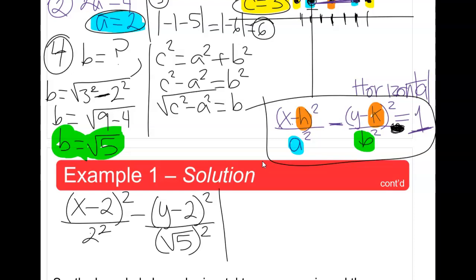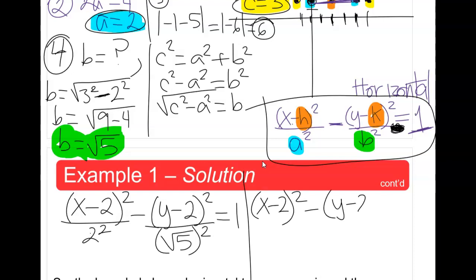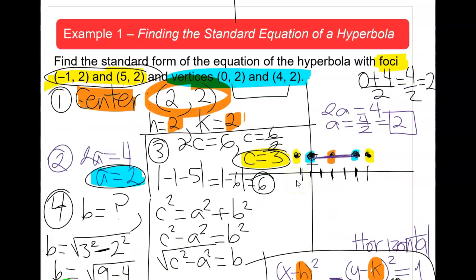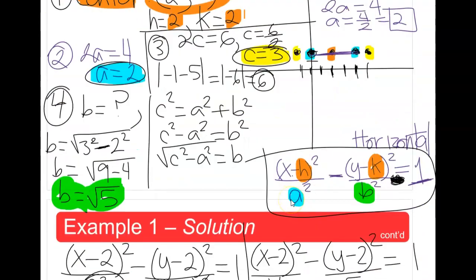So this will be after simplifying it. Oh, and I'm forgetting, this is so important. That is equal to 1. So after simplifying that, we will get (x − 2)² − (y − 2)² equals 1, before I forget. And then for the denominators, we'll have 2 squared, which is 4. And then for the square root of 5 squared, that just cancels out, so it's a 5. And that is the standard form of the equation of the hyperbola.